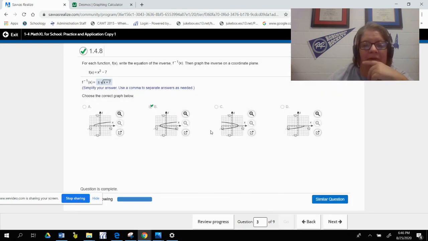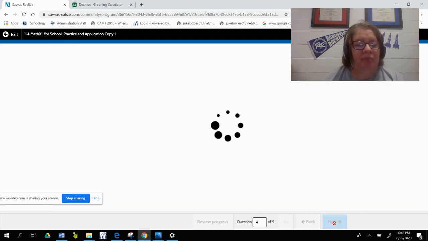Okay. Use that calculator. It'll help. If you have a graphing calculator at home, a TI Inspire or a TI 84, you can use that one as well. Just thought since you're doing stuff online, Desmos is easy and it's free. Next.